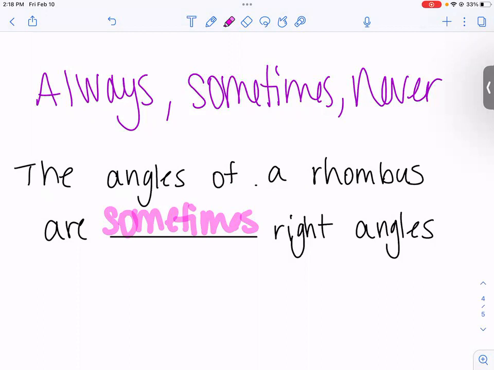Okay, can we talk about why? Okay, Paxton, tell us. Okay, a square is a rhombus. So if a rhombus has right angles, we classify it as a square. So some rhombuses have 90-degree angles.